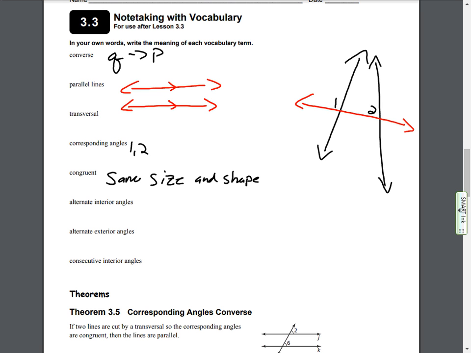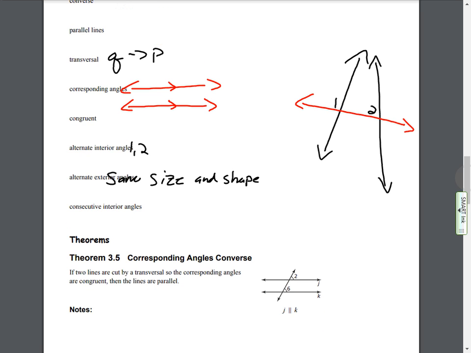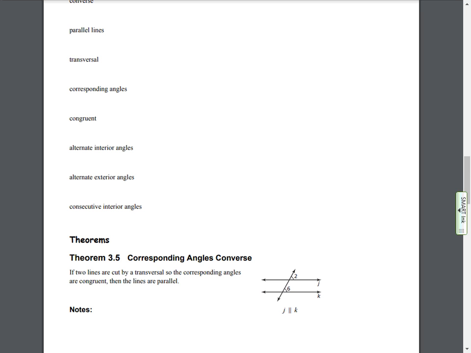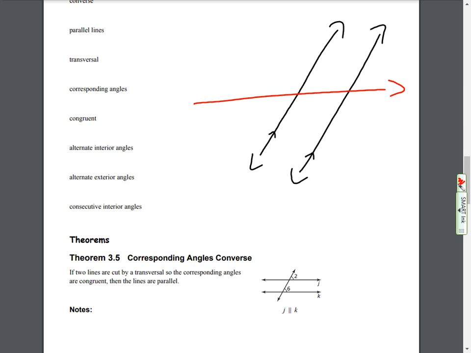Okay, alternate interior angles. Here I'll do an example with parallel lines. Let's say we have two parallel lines, and they're parallel. We have this little tick mark here that says they're parallel. They'll never intersect. Then we have our transversal in red. Okay. Corresponding angles, or alternate interior angles. I'll say 2 and 3.